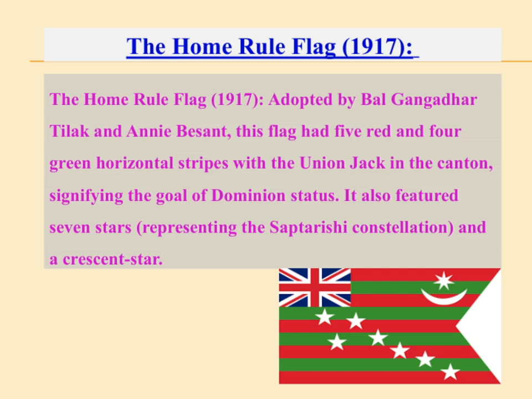Additionally, the flag included 7 stars arranged to represent the Saptarishi constellation, which holds spiritual significance and was a symbol of guidance and knowledge. There was also a crescent and star, further emphasizing cultural and religious symbolism. Overall, this flag was more than just a symbol. It encapsulated the aspirations of Indians for self-rule and unity among diverse communities.